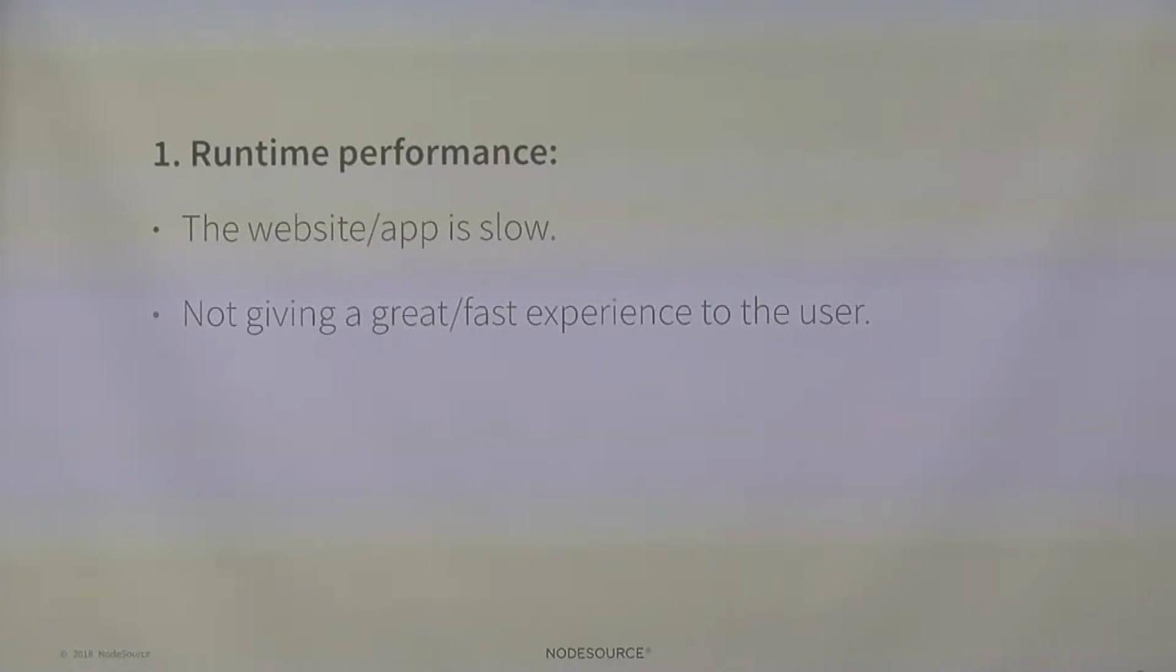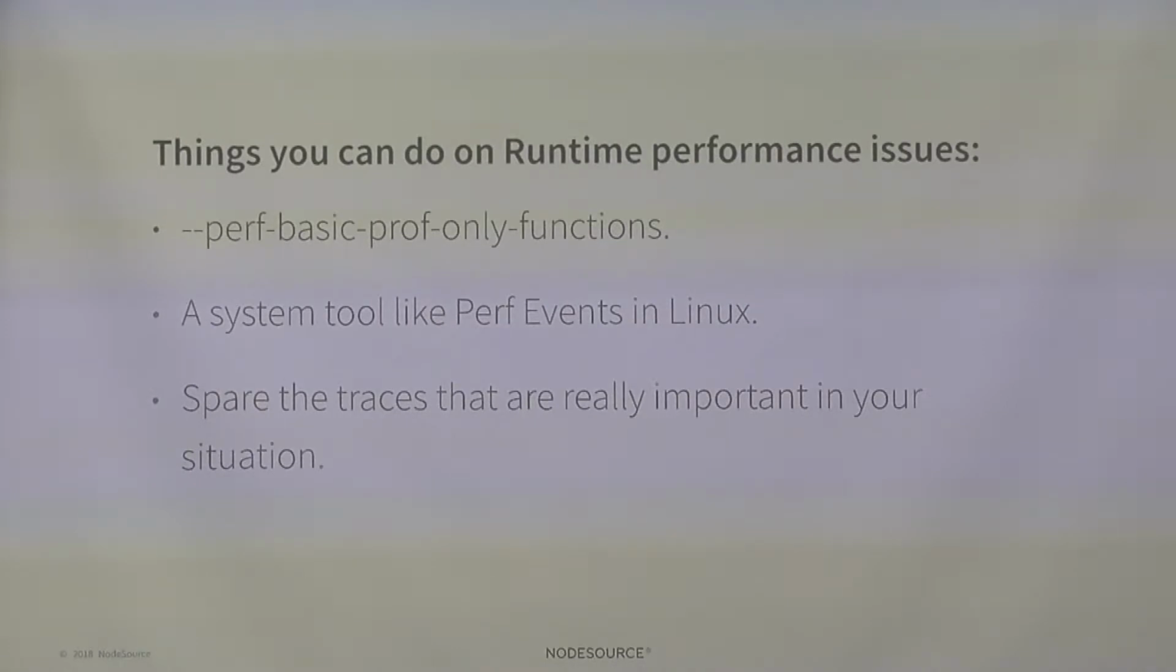What you should really be asking yourself here is how to get stack traces from the running process, and how to get them without affecting the execution. Things that you can do for runtime performance issues. The first one is pretty interesting because it outputs a map file that you can use with a visualization tool, for example 0x flame graphs. You can visualize all the traces and everything related to it.